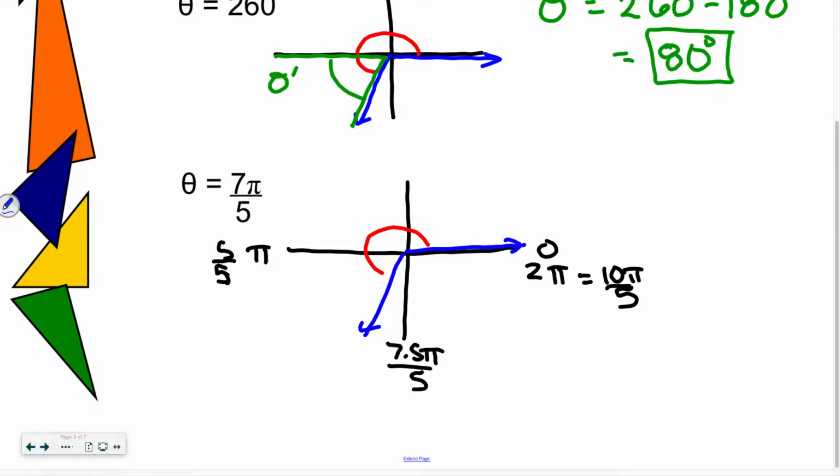I guess I didn't realize I made 2 in quadrant 3. Now find your reference angle. So that's this angle again. We're going to take our angle, 7 pi fifths, and subtract all this stuff that we don't want up here, which is how much? Yeah, 5 pi over 5, or just pi, right?